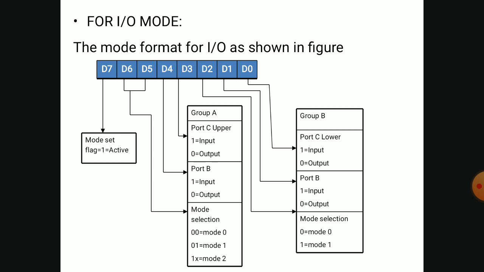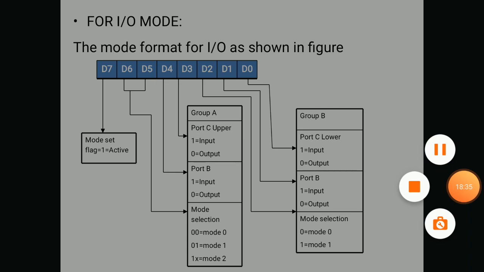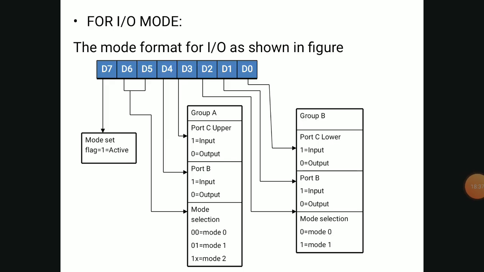Coming to the D6 and D5 bits. D6 and D5 bits are used for mode selection. As I already said, IO mode is again divided into 3 sub modes: mode 0, mode 1 and mode 2. Mode 0 is called simple IO. Mode 1 is called input and output with handshake signals. Mode 2 is called input or output bidirectional transfer.